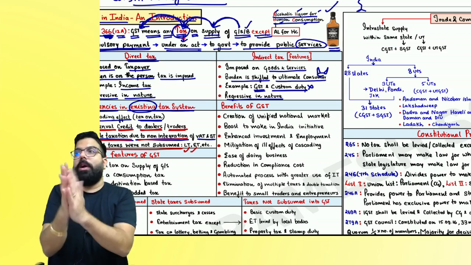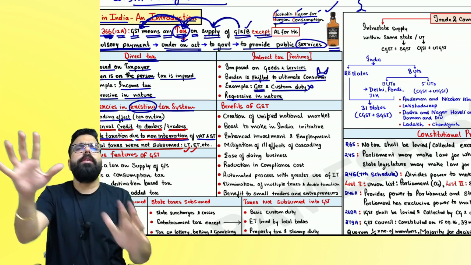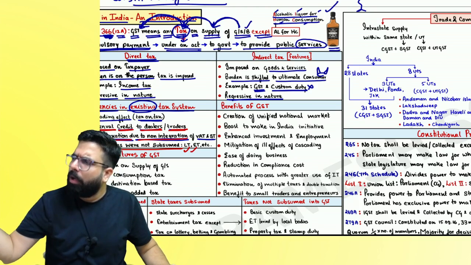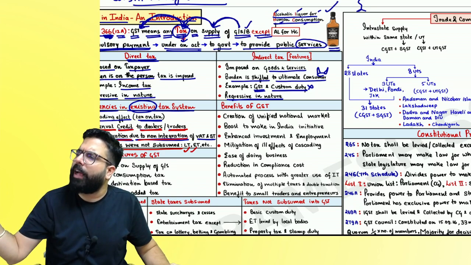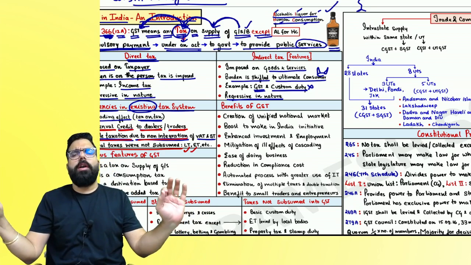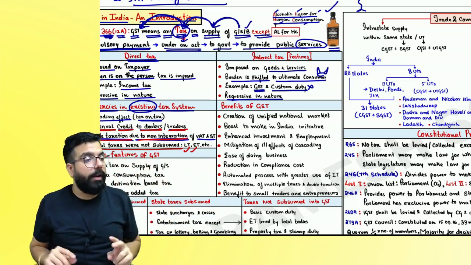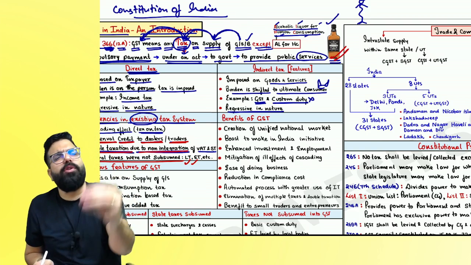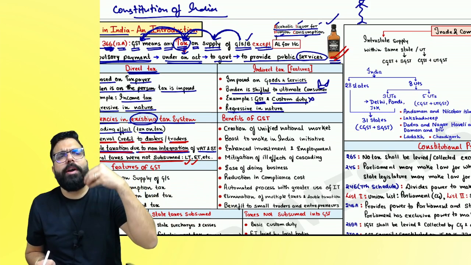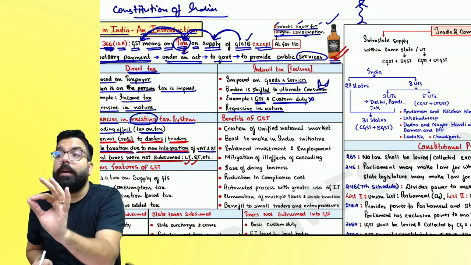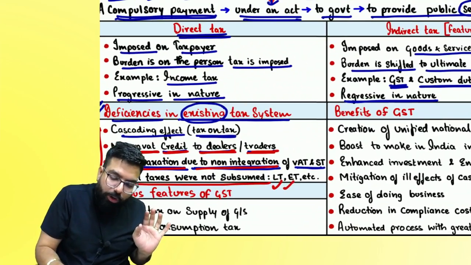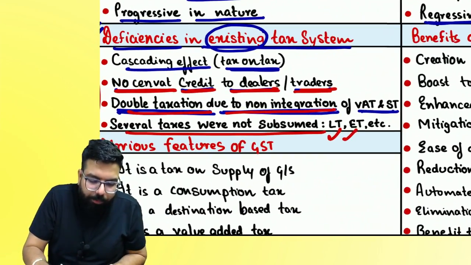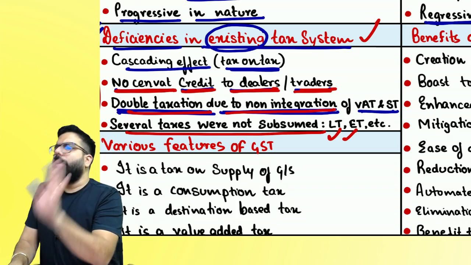Can you repeat with me what we did till now? Number one, GST means what? Any tax on supply of goods, services, or both, except alcoholic liquor for human consumption. Then I told you what is tax. Tax means a compulsory payment which you make to the government so that the government can provide you various services, and it's done under an act. Then I told you the difference between direct tax and indirect tax. Everyone understood? Then I told you about the problems. What is the main problem? Cascading effect.